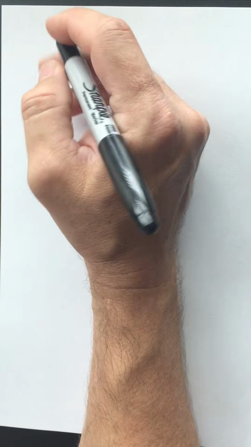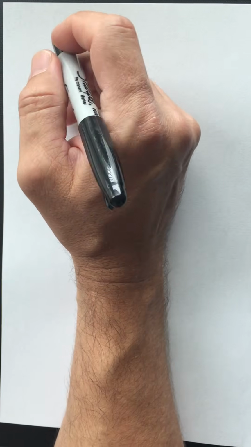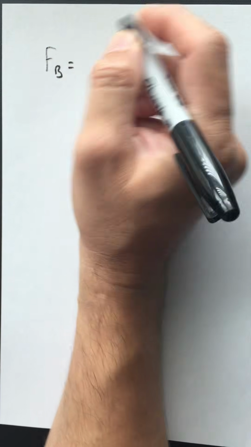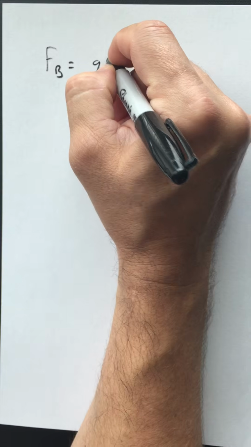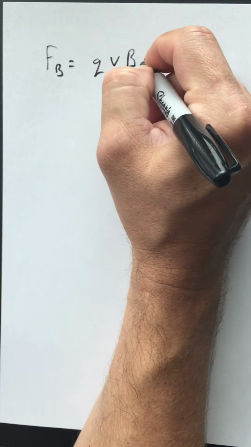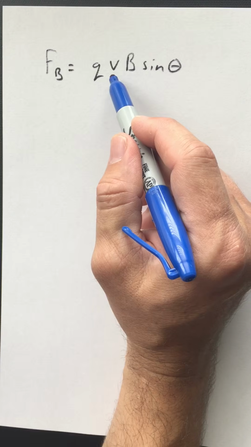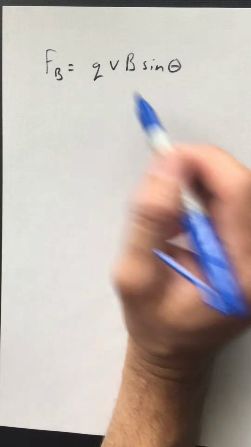We have seen that the magnetic force on a moving charged particle looks like this by magnitude, where Q is the charge of the particle, V is the speed of the particle, B is the strength of the field, and sine theta is the angle between the velocity vector and the B field.